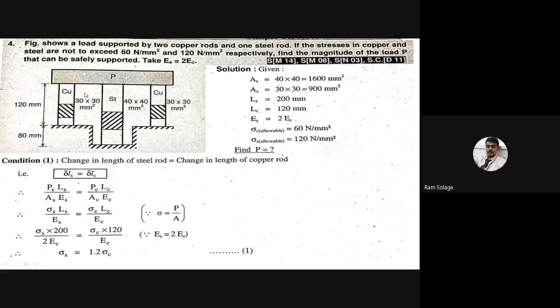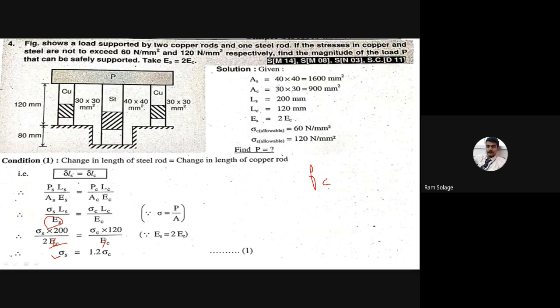Also we can put PC upon AC is equal to sigma C. Why are we putting this? Because in this problem they are giving the values of sigma C and sigma S. So according to the given data, we have changed some data. Put the value PS upon AS is equal to sigma S. Now put the value of LS. What is LS? That is 200. What is LC? That is 120. Now here they have given the relation ES is equal to 2 into EC. Instead of ES we can put 2 into EC. Means EC gets cancelled, and we get the relation sigma S is equal to 1.2 into sigma C.